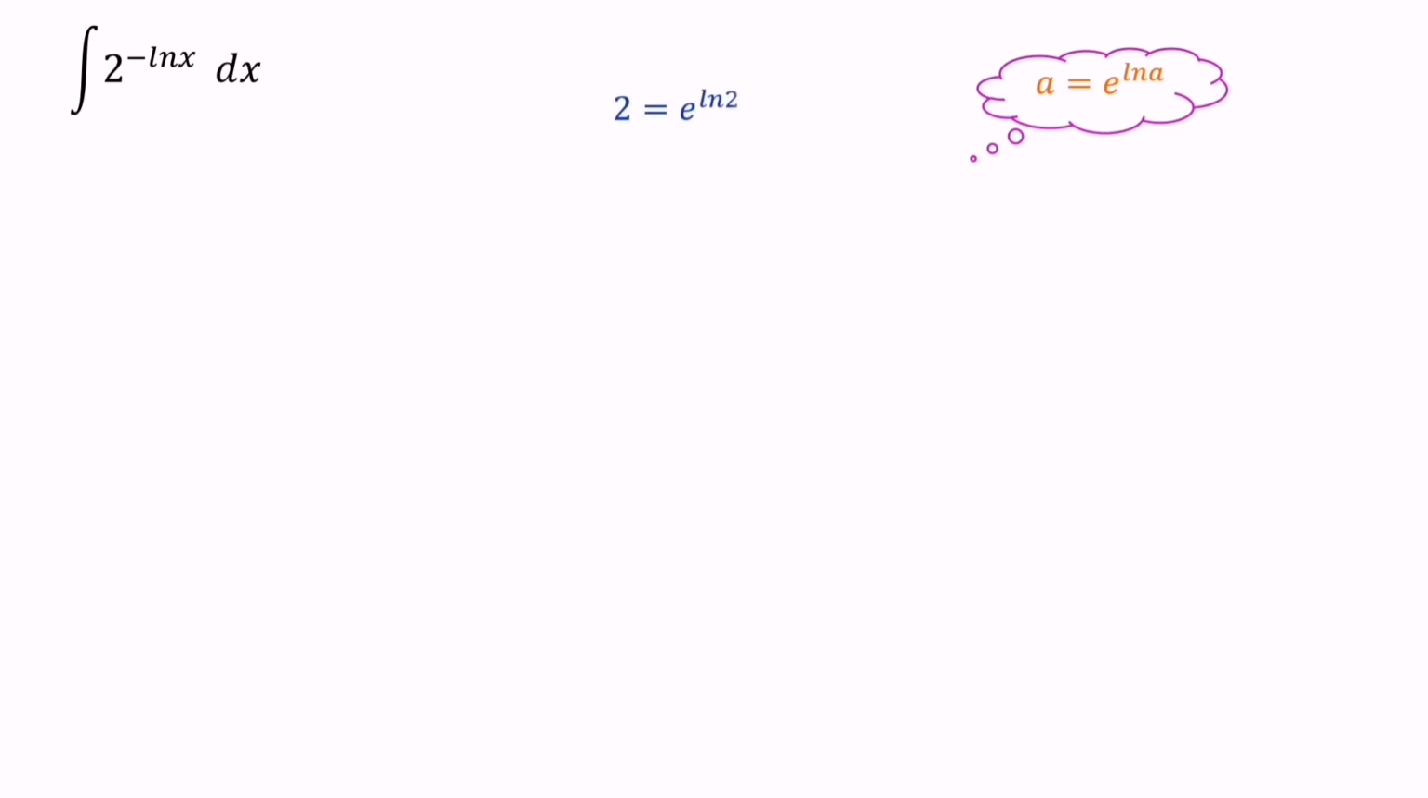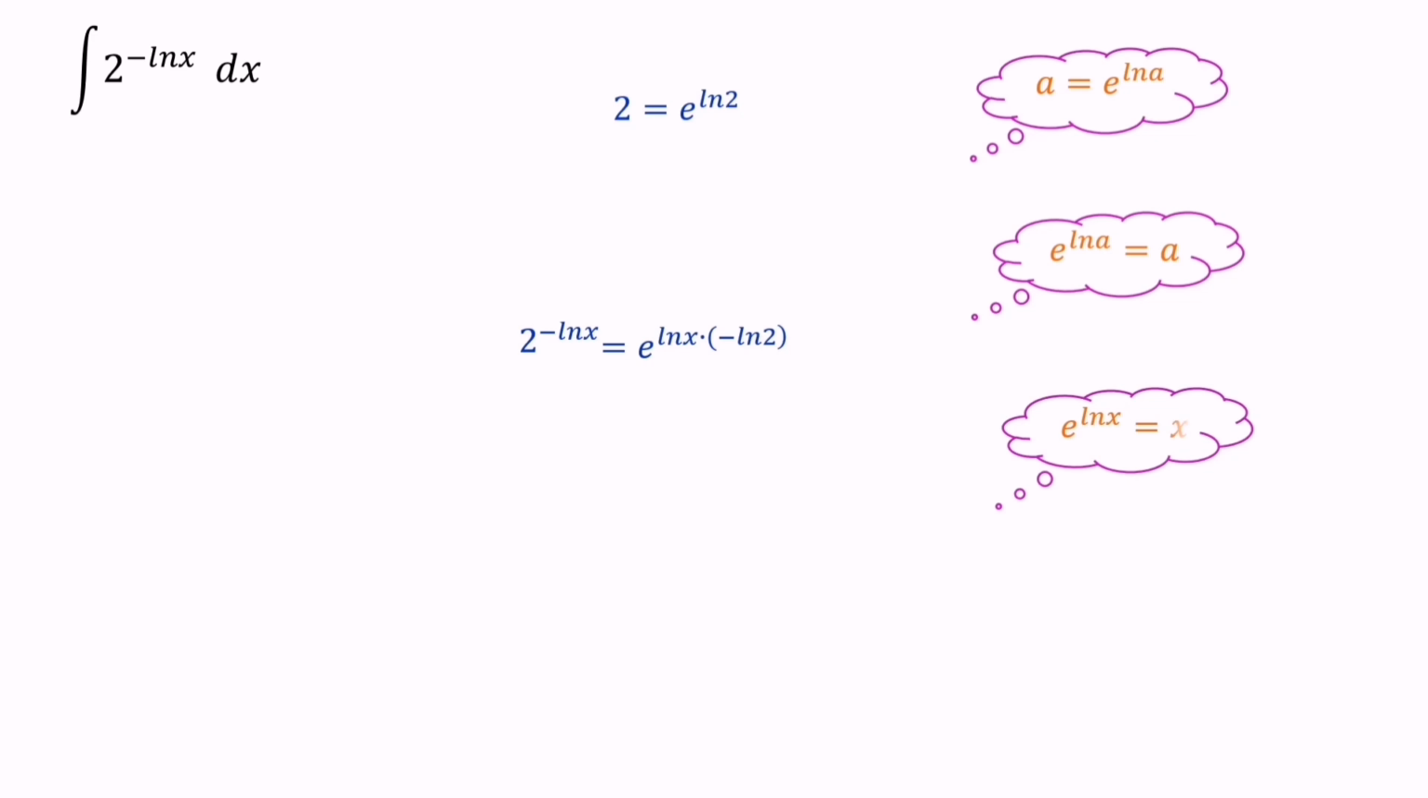Before we start anything, let's think about how we can solve this question. The value of simple a is equal to e to the power of ln a. So here we can express the value of 2 as e to the power of ln 2. Then we can simplify the function 2 to the power of minus ln x and obtain the result e to the power of ln x to the power of minus ln 2. Since e to the power of ln a is equal to simple a, the value of e to the power of ln x is x, and we can get the result as x to the power of minus ln 2.